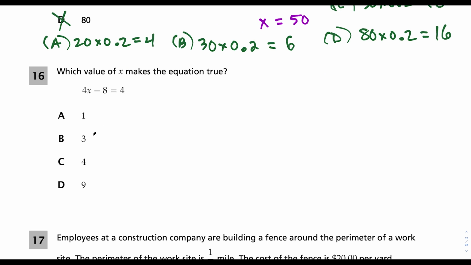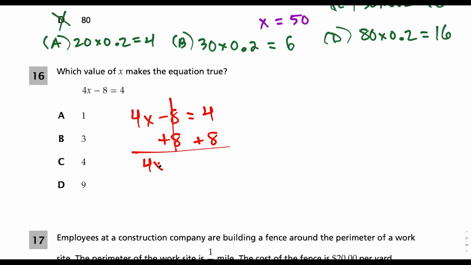Now, question 16, we could just plug in the values of X to see which of them make this equation true. That will work, or we could just solve this algebraically. So I'm going to take 4x minus 8 equals 4, and I'm going to do the opposite operations until X is by itself. So the opposite of minus 8 would be to do plus 8. But if I do that to the left side, I have to do that to the right side. And now minus 8 plus 8 cancels.